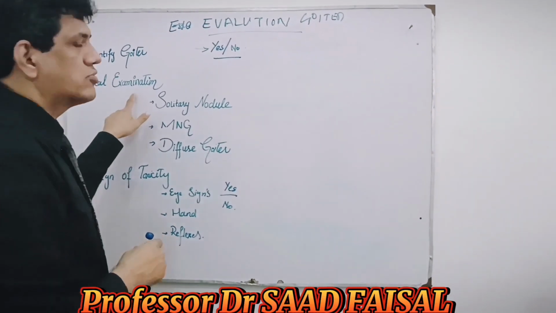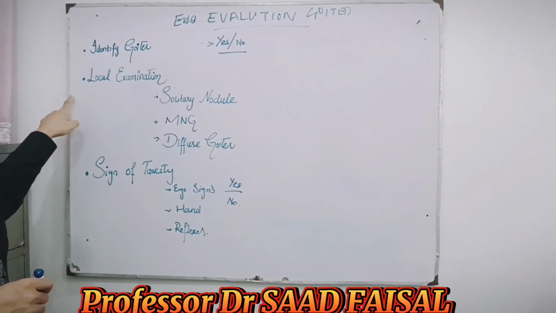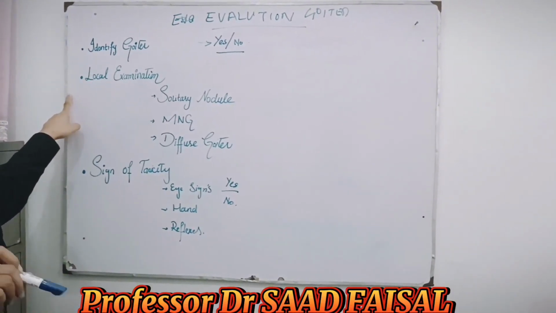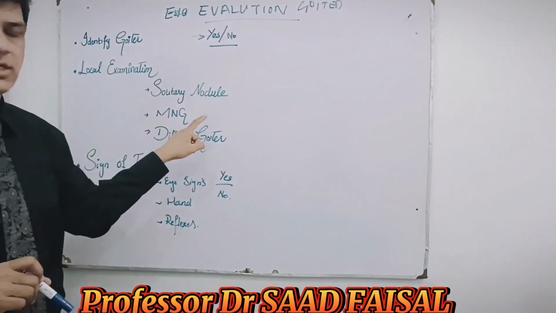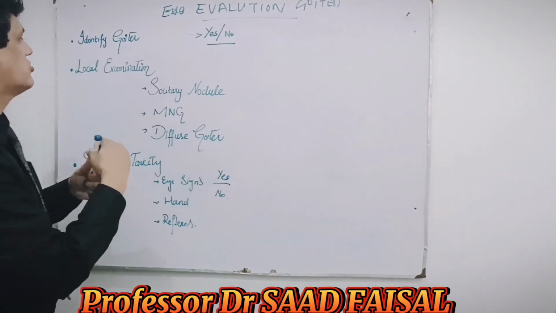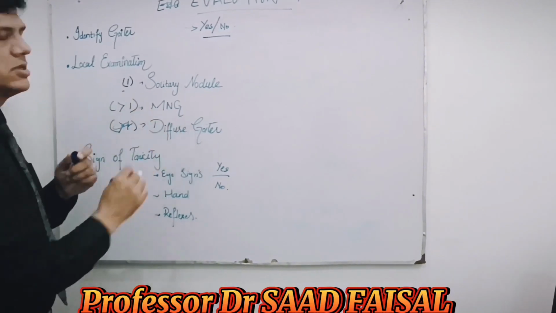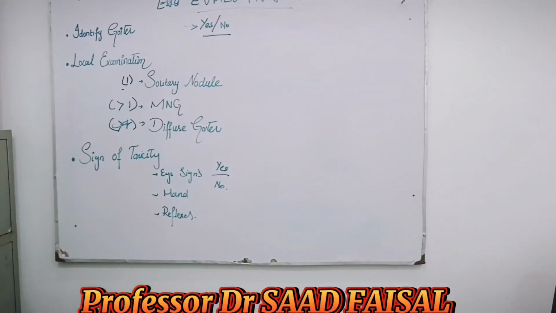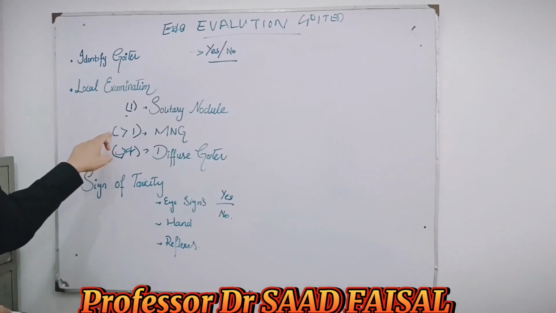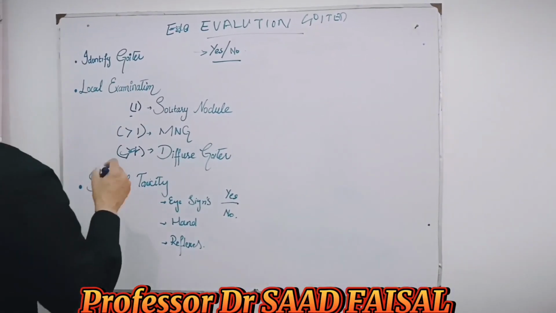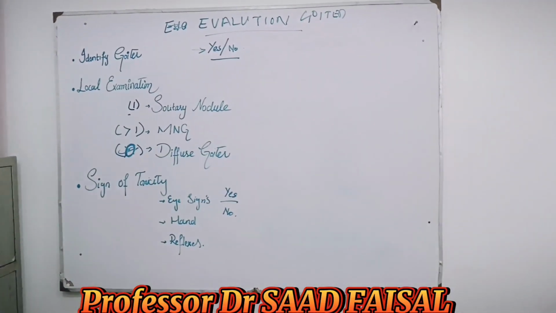Then we perform local examination. First step is identification of goiter. Second step is performing local examination, which you have done already. In the local examination, we may find one nodule, a solitary nodule, or more than one. If it is more than one nodule, it is called multiple nodules. And if there is no nodule, zero nodules, then it is called diffuse goiter.